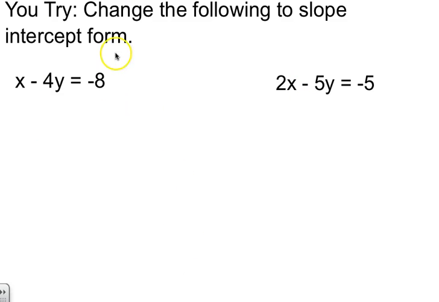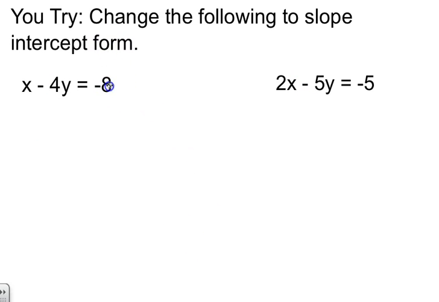So I want you to try these two problems. I want you to change them to slope-intercept form so we can find our slope. So press pause and try those on your own.